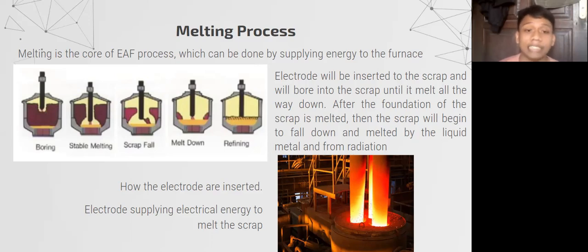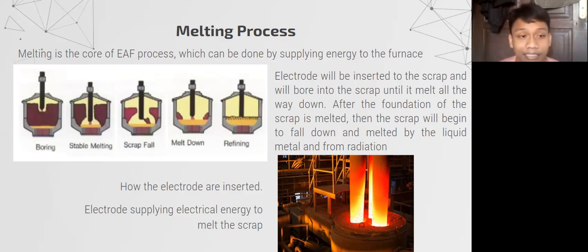After this has been done, the process will be repeated into the charging step again. Why we do the charging step again, as I said before, is to reach the designated amount of liquid steel that we want to melt in one heat. After there is a stable line of liquid steel, we will do refining, which will be discussed next.